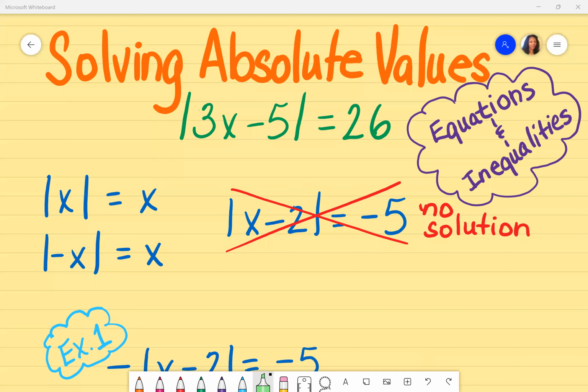This video is discussing solving absolute values for both equations and inequalities. So first, I would like to go over the rules of absolute values. If I have a positive value inside of the absolute value bars, my output is going to be a positive number. Even if I have a negative value inside of my absolute values, it's still going to have an output of a positive number.